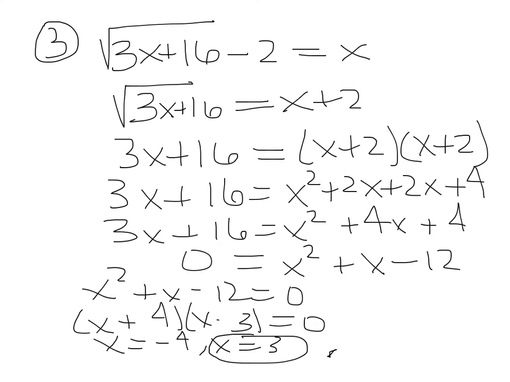But what about this negative 4? 3 times negative 4 is negative 12. Plus 16 is 4. The square root of 4 is 2. 2 minus 2 is 0. 0 equals negative 4? No, not so much. So the answer is 3.